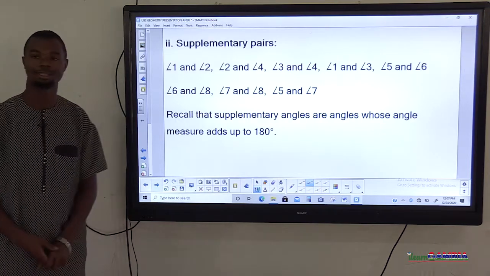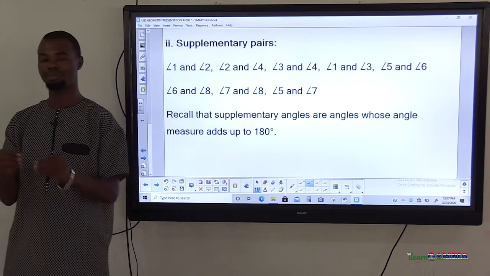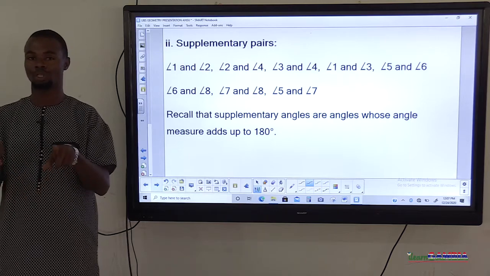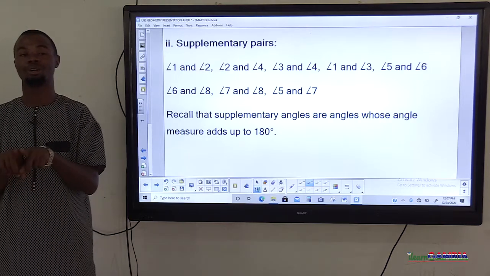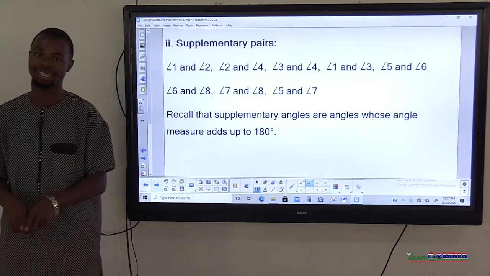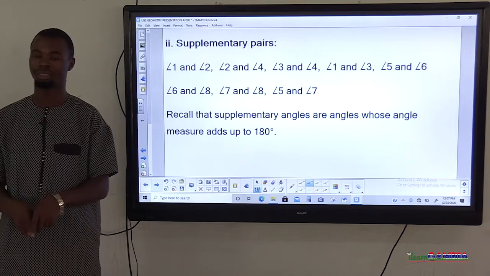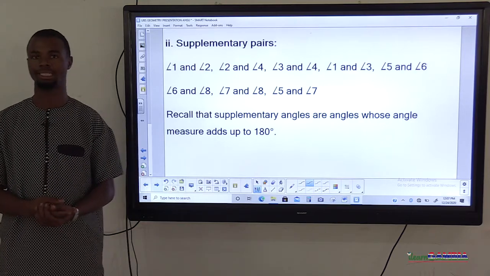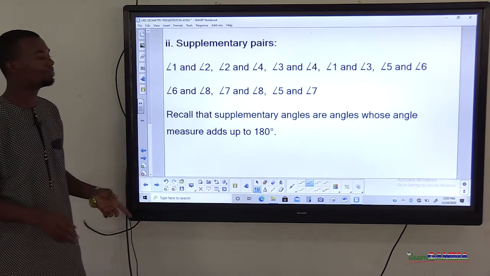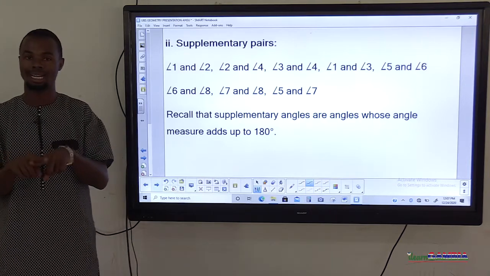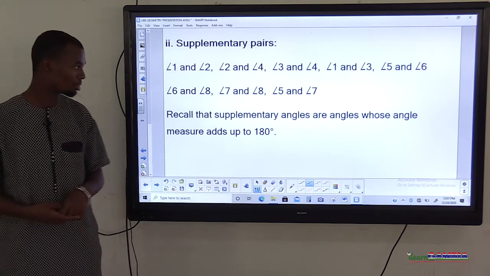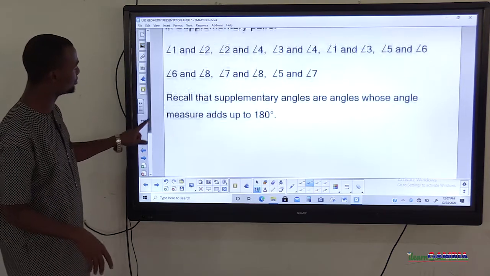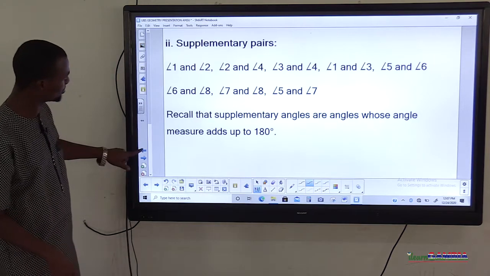Supplementary pairs. Supplementary means two angles whose sum is 180 degrees. That is what we call supplementary angles. Two angles are said to be supplementary if they add up to 180 degrees. So if the two angles are added, they will give a sum of 180 degrees. We are still using the diagram from before to look at the supplementary pairs.